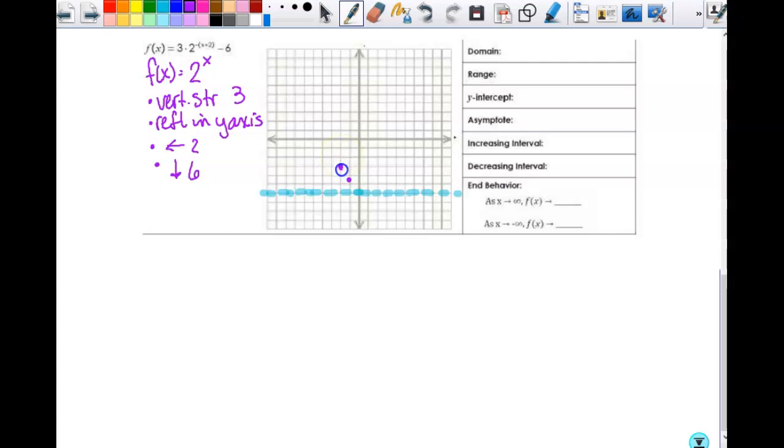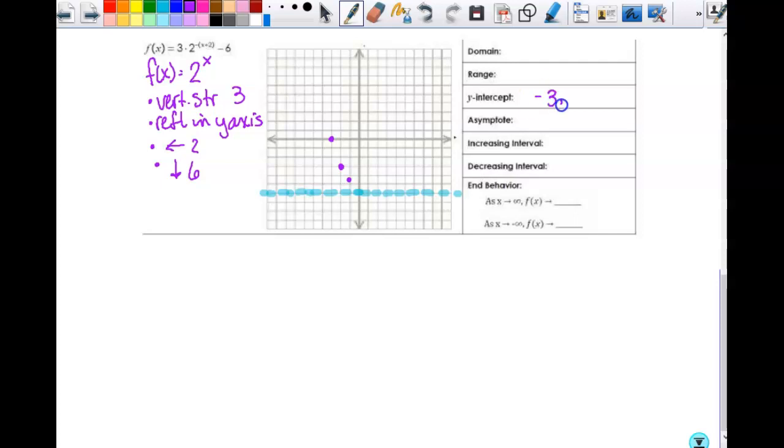6. When x is 1, y is 2. Vertical stretch by 3, that gets me to 6. Reflect in the y-axis, go to the left 2, and down 1, 2, 3, 4, 5, 6. So there's my minimum of 3 points. I do have my y-intercept here.